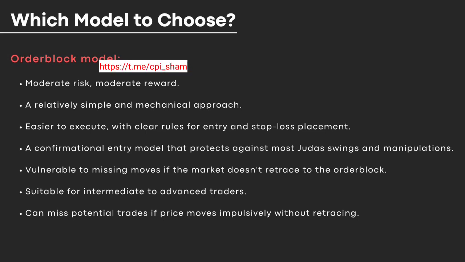Number four, easier execution with clear rules. For intermediate traders, execution can be the hardest part of trading, especially when emotion gets involved. And the order block model's mechanical structure makes it easier to stick to your plan.